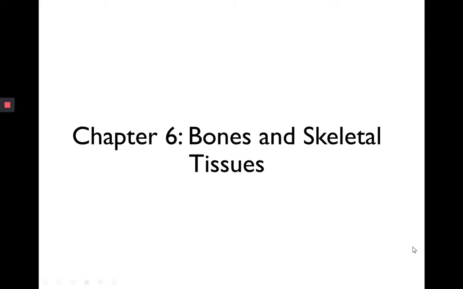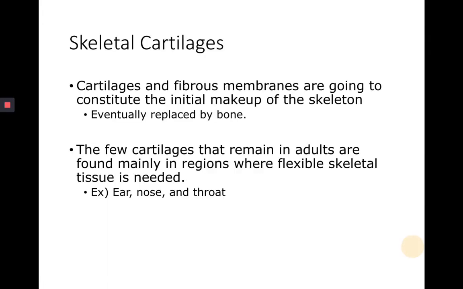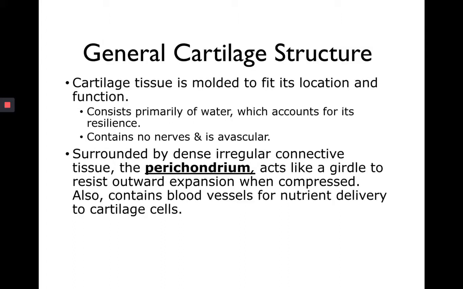Alright, today we're going to look at Chapter 6 over bones and skeletal tissue. We'll start with the skeletal cartilages because cartilage models are going to lead to bone. We'll go through the different types of cartilages that you learned about in Chapter 4, so that'll be a review, it'll just reiterate information.